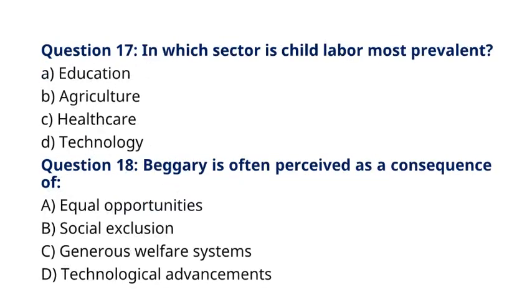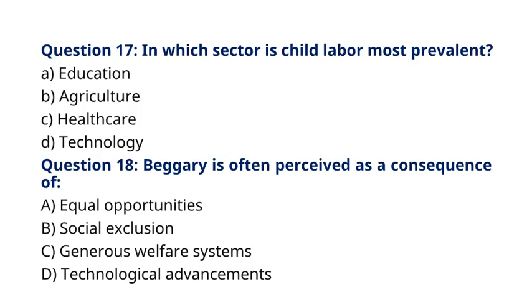Question 17. In which sector is child labor most prevalent? A. Education. B. Agriculture. C. Healthcare. D. Technology. The correct answer to question 17 is option B. Agriculture. Explanation: child labor is most prevalent in the agriculture sector, where children are often engaged in hazardous work, deprived of education, and exposed to exploitation.